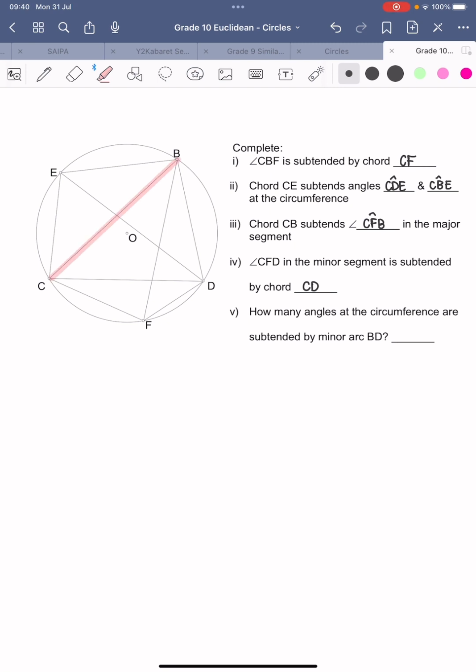Subtends angle CFB in the major segment, sorry. So that is the major segment, right? So CFB. Guys, if they had asked in the minor segment, what would our answer be? CEB. Okay, yes. Then what if you said CDB? Yes, you could have said CDB as well. Yes, correct. That's 100% correct. Let's all add that actually, guys. Let's just add there CDB, because there were actually two answers to that one.